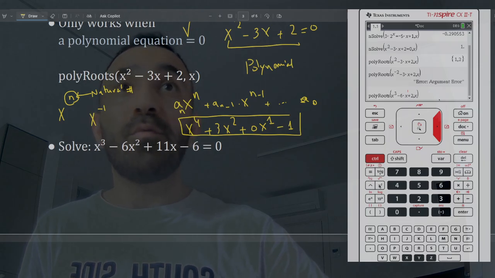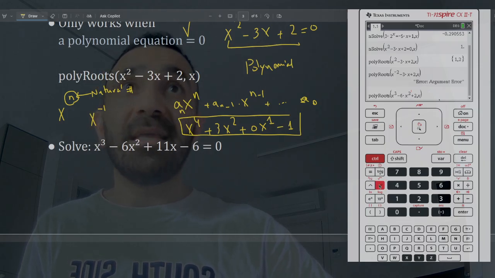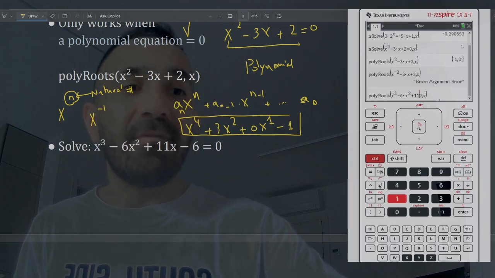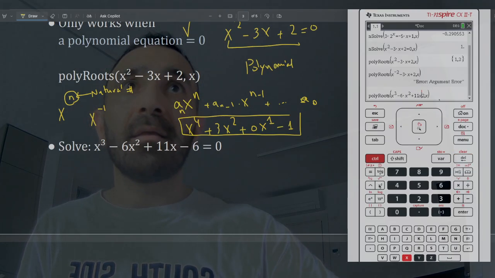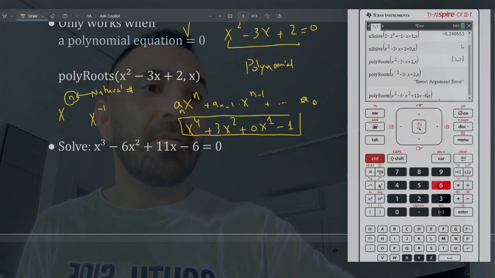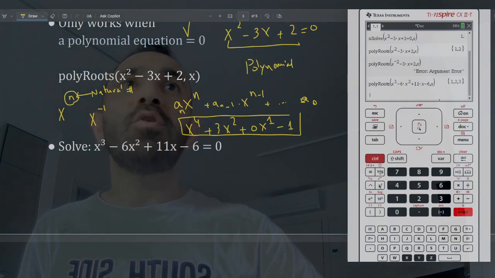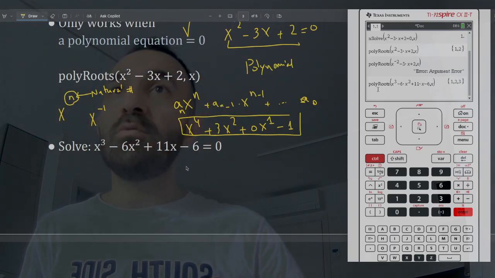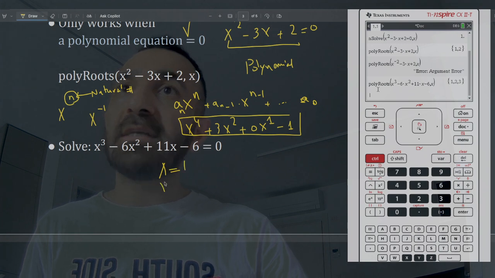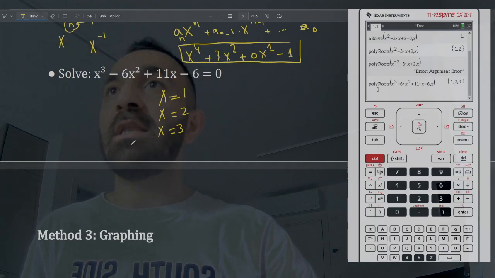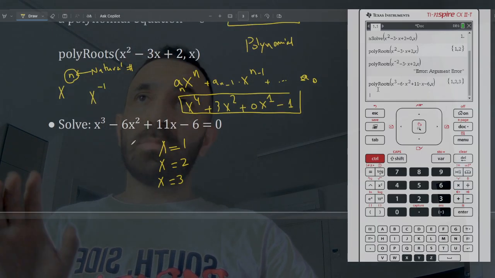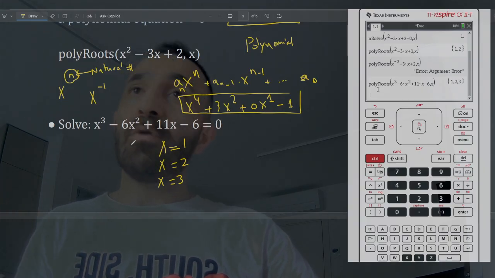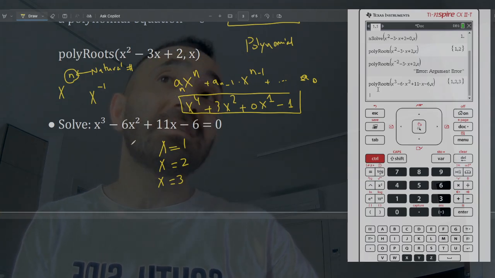-6x to the power of 2 plus 11x minus 6. Press enter. You have three solutions, 1, 2, and 3. X equals 1 is one solution. X equals 2 is another solution, and x equals 3 is the third solution. Now, polyroots is very helpful, but what if your equation is not in the form of a polynomial expression?